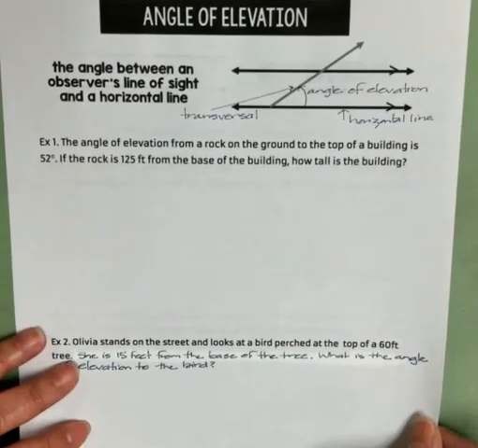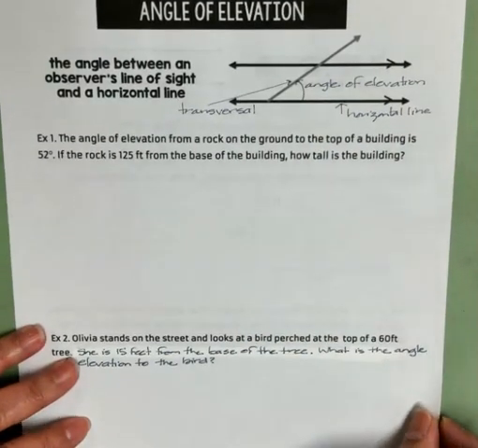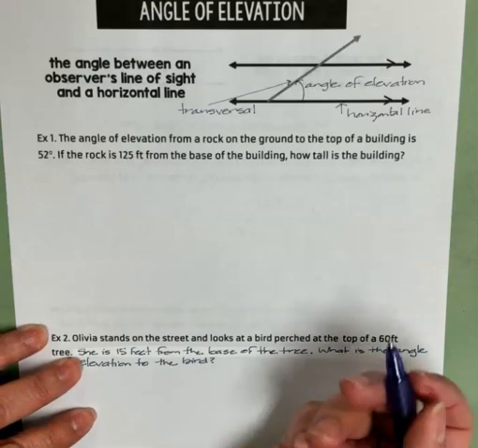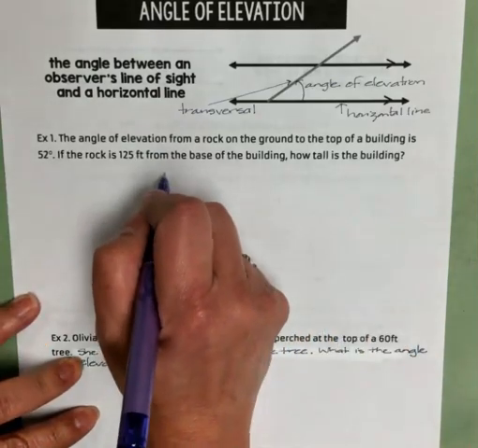So let's walk through example 1. It says the angle of elevation from point X to the top of a building is 52 degrees. If point X is 125 feet from the base of the building, how tall is the building? So it's very important that you sketch this.